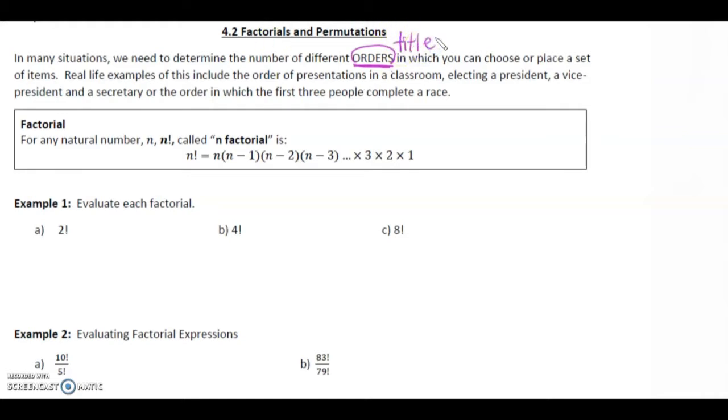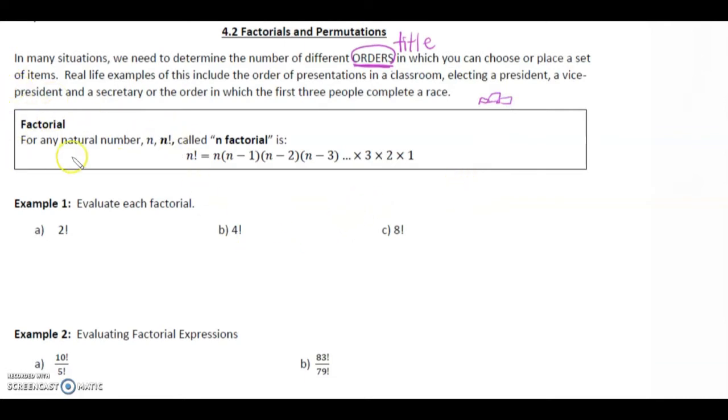Real life examples of this include the order of presentations in a classroom, electing a president, vice president, and secretary, for example, or the order in which the first 3 people complete a race. And obviously the order matters because you podium.